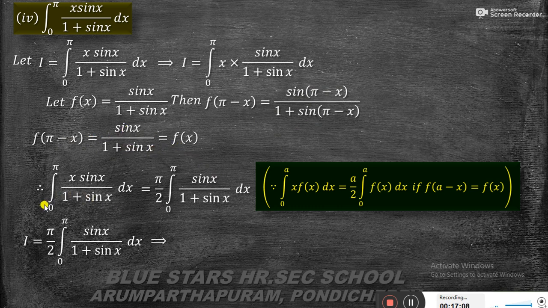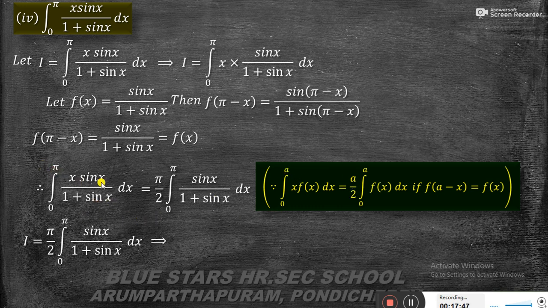In the next step, for the integral from 0 to pi of x sin x by 1 plus sin x dx, we apply this formula: the integral from 0 to a of x f of x dx equals a by 2 times the integral of f of x dx, if f of a minus x equals f of x. Here f of pi minus x equals f of x, so we apply this formula, with a equal to pi.